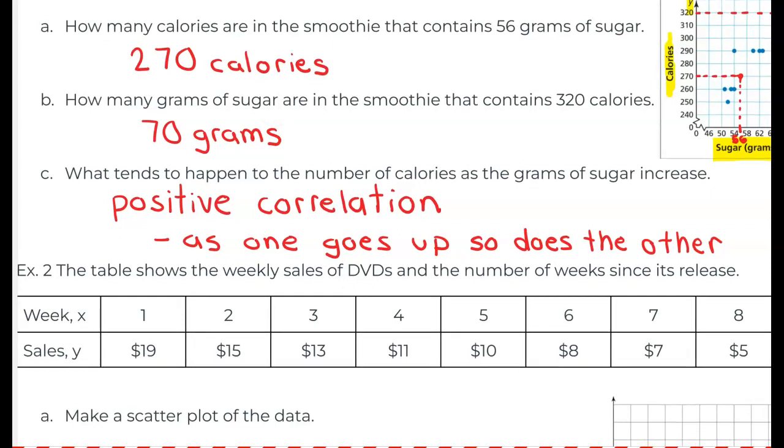So now we're going to do some of the scatter plotting on our own. It says the table shows the weekly sales of DVDs. I know you guys are probably way past that. DVDs were cool when I was young. You guys are in the age of streaming. It shows the weekly sales of DVDs and the number of weeks since its release. So on week 1, sales were $19. Week 2, sales were $15, and so on and so forth. First thing we're going to do is make a scatter plot of the data.